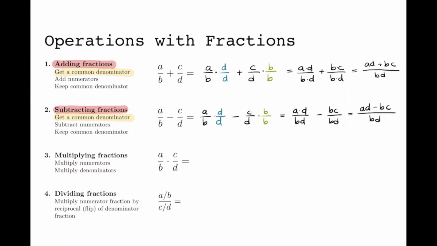The third operation we can do with fractions is multiplying them. To multiply fractions, which we've already talked about, it is the easiest thing to do. You just multiply across their numerators and you multiply across their denominators. And your new fraction will just be the product of the individual numerators over the individual denominators. So this will just turn out to be a times c over b times d.